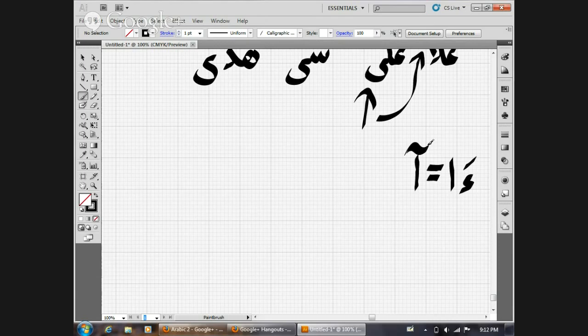So let's take, where are my examples? Here's one simple example. So you have qaf, dhamma, ra with the sukoon. This normally would have been written like this. Okay. So what does this spell? Qur'anu. But you don't write it like this. Instead, how do you write it? You write it like this.